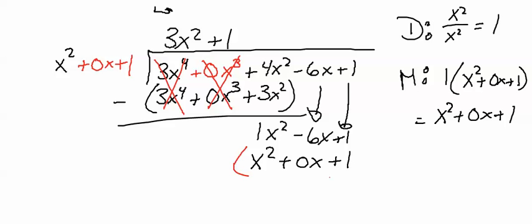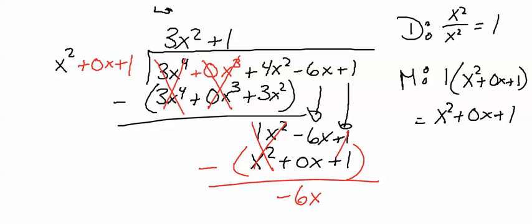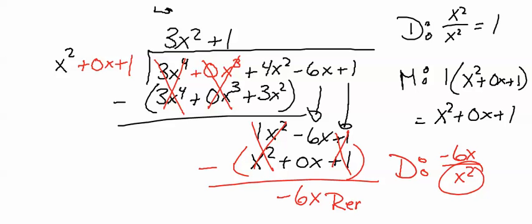And finally, we're going to subtract. So when I subtract, this first term will cancel out, and negative 6 minus 0 will still be negative 6x, and the 1's will cancel out. Now, if I try to repeat this process to do the division step, negative 6x over x squared can't go into x. So this right here is called our remainder.